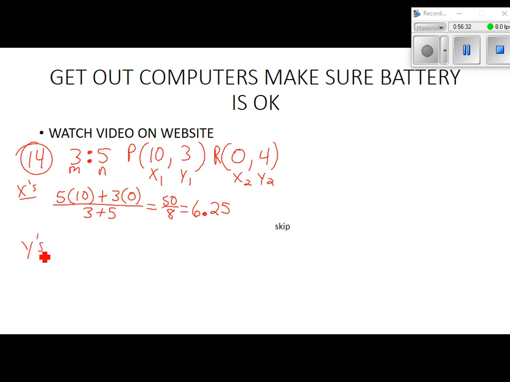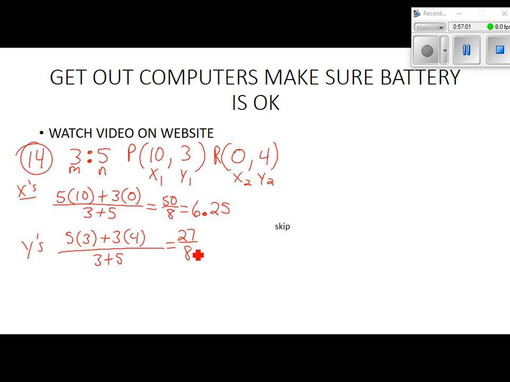Do the same thing for the Y's. What's N? What's Y1? 3. What's M? 3. What's Y2? 4. And on the bottom it's still 3 plus 5, right? Yeah. 27 over 8. 27 over 8, everybody agree with that?